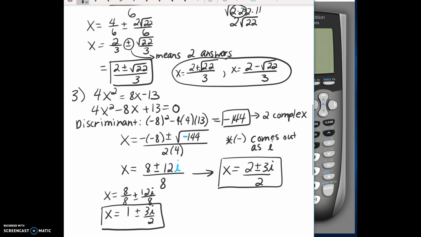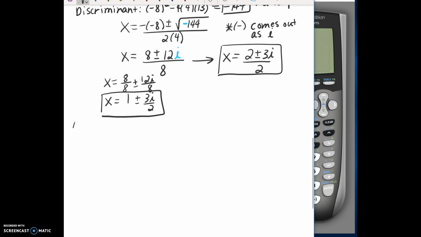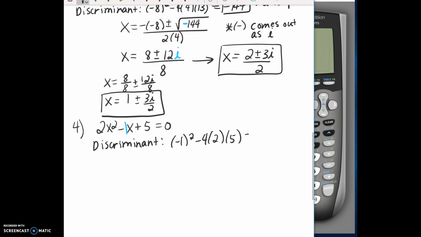All right, two more examples. This one's very similar to the last one with a slight difference. So our discriminant is negative 1. You might want to put that 1 in there just to make sure that you plug everything in correctly. This also comes out to negative, so we'll have two complex solutions, but 39 is not a perfect square, and it doesn't actually simplify either, but we'll talk about that.